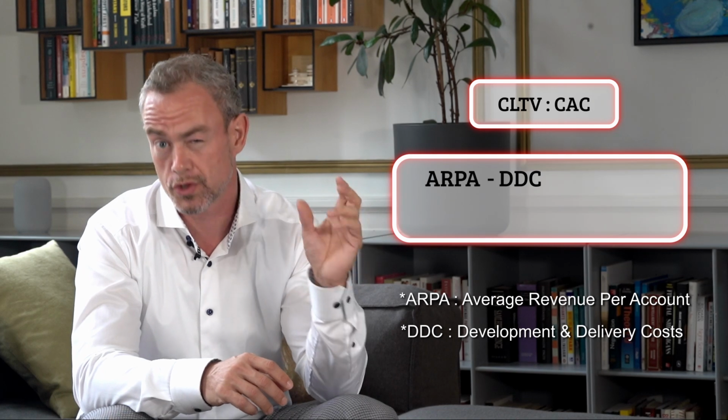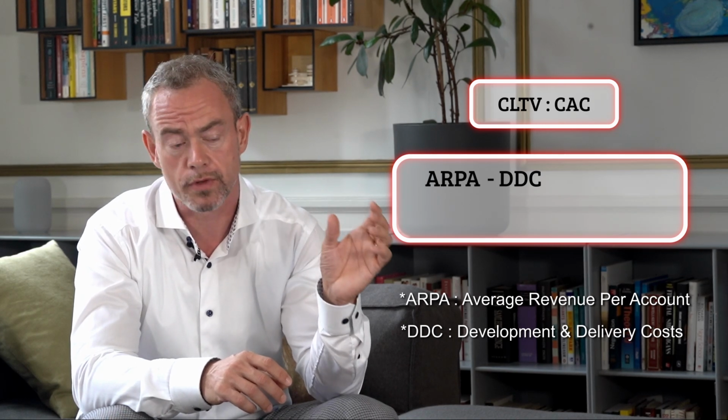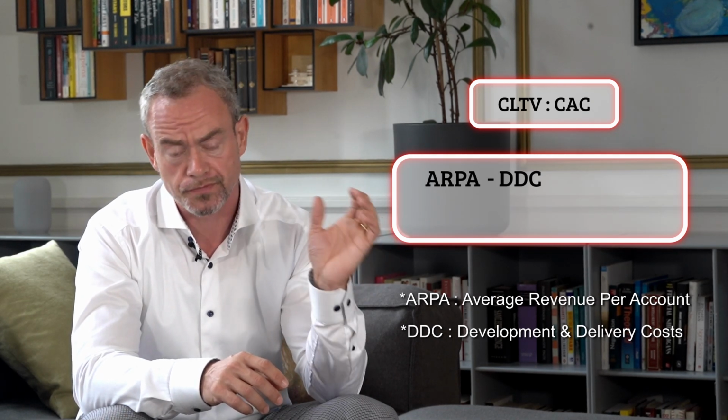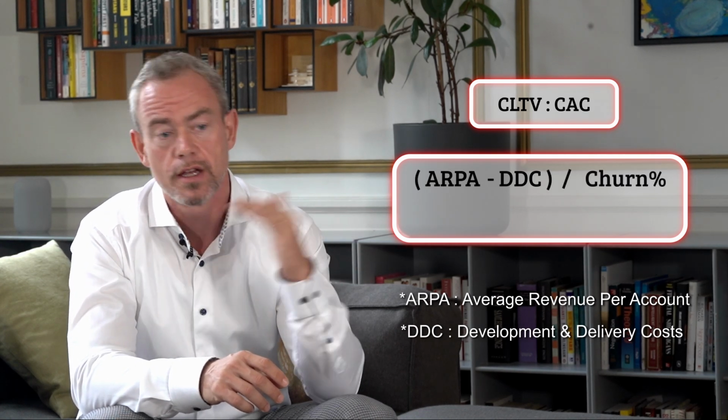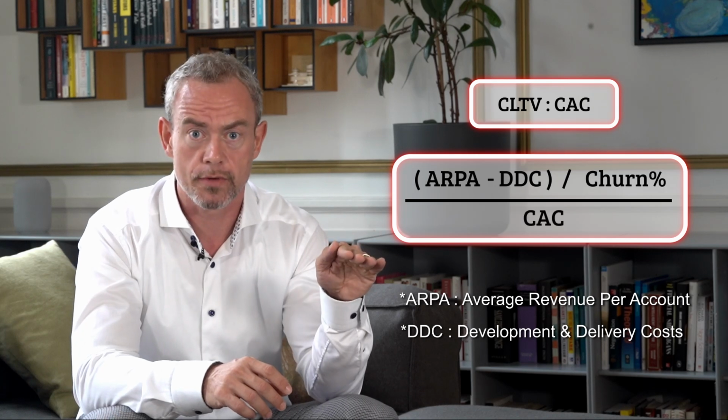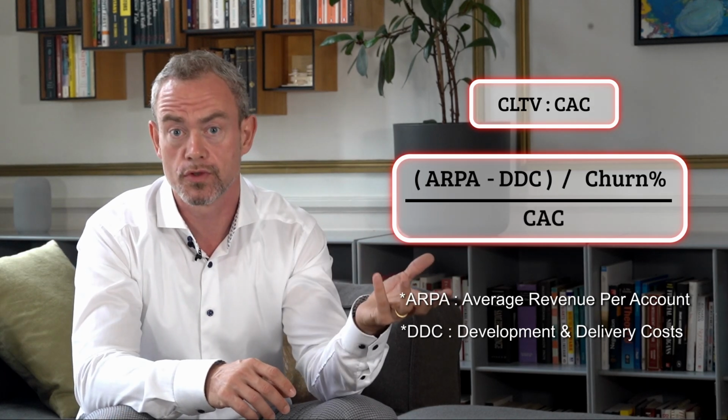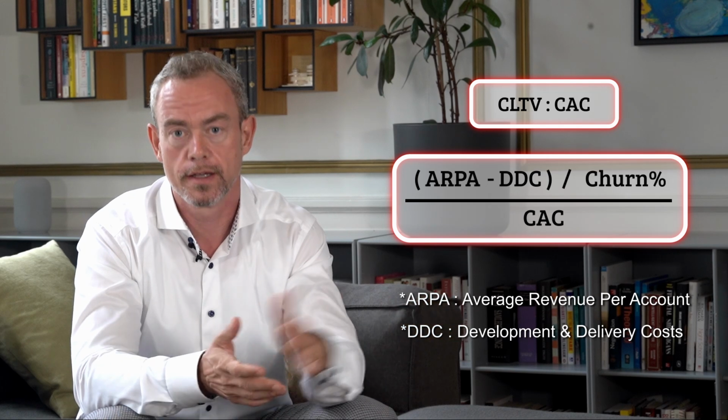So customer lifetime value is total customer revenue minus total cost to deliver. So total net profit or gross profit from the customer, divided by the churn, so that's the customer lifetime, over CAC, customer acquisition cost, how much it costs you to acquire the customer. Okay, let's break it down a little bit.